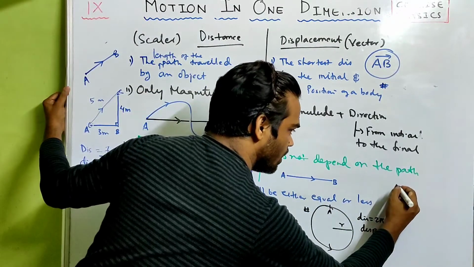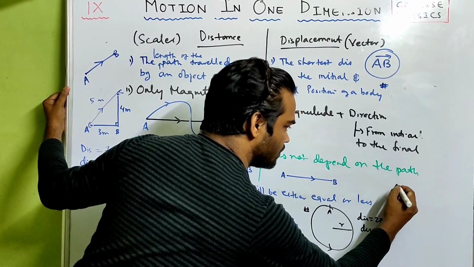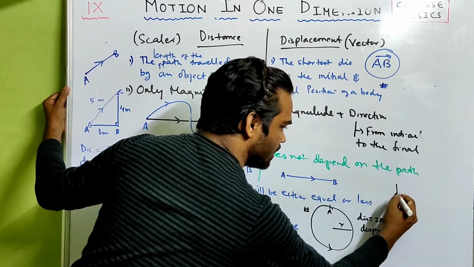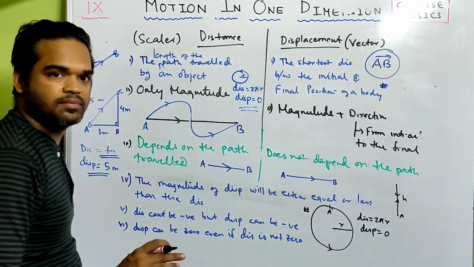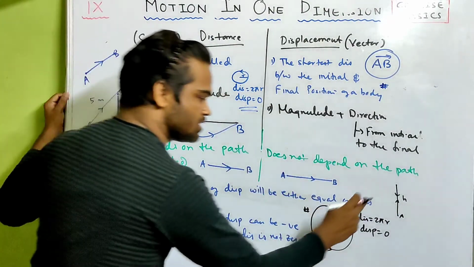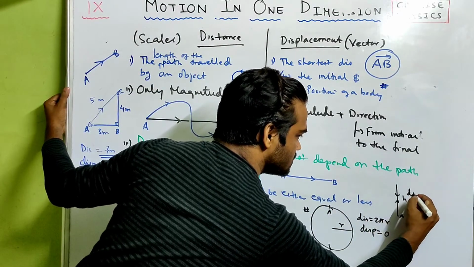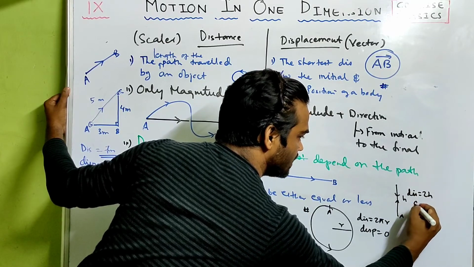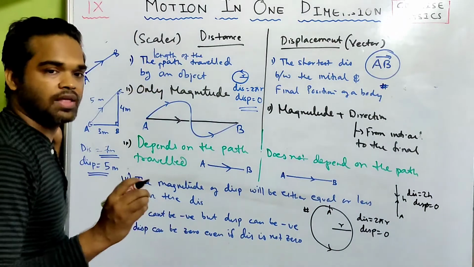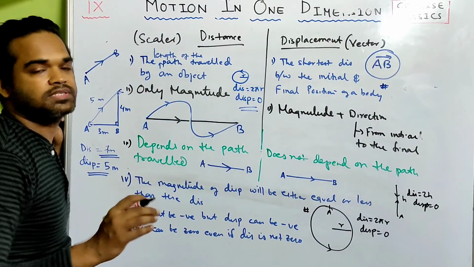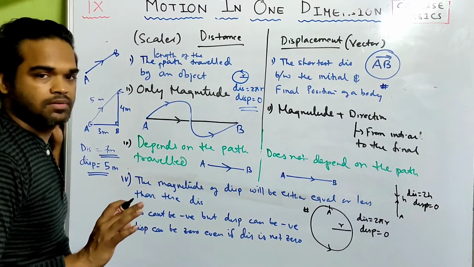Similarly, if you throw a body vertically up to a height of h, then again it returns back, isn't it, to the same point A. In this scenario also, the distance is 2h, but the displacement is 0. The initial and the final position is same. Clear?